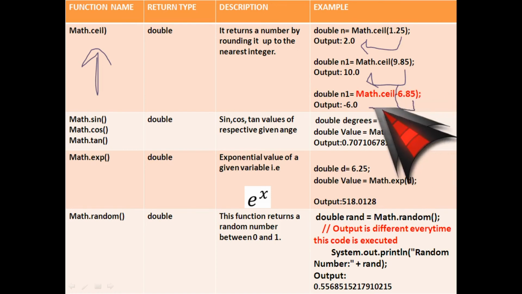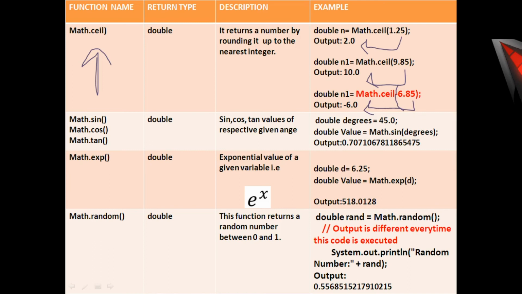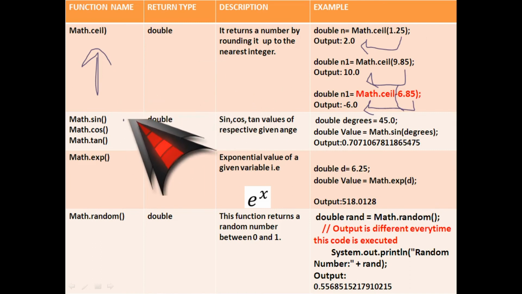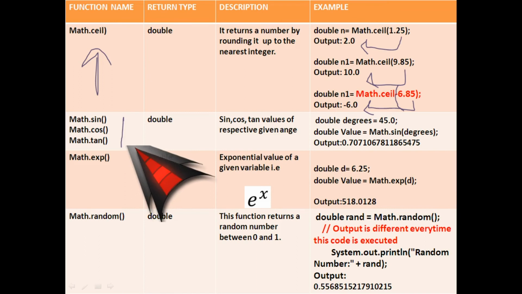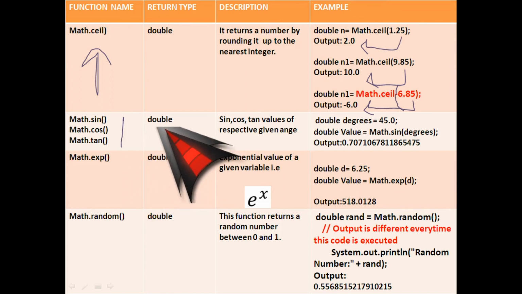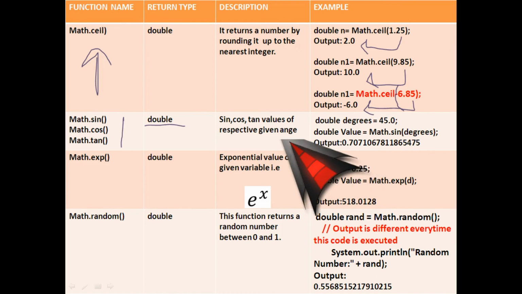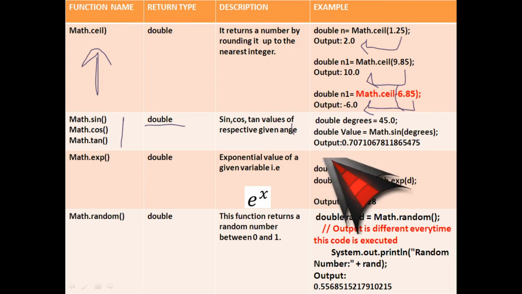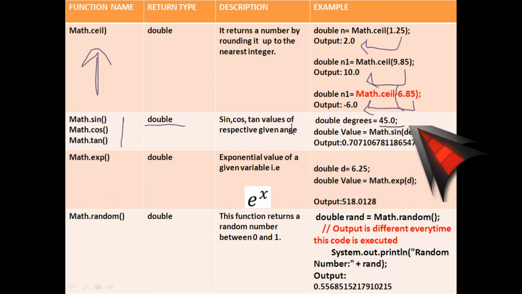Apart from that, we have some trigonometrical functions like math.sin, cos and tan, which also give me fractional values and give me the respective values of a given angle. Suppose here I have taken 45 degrees. So the math.sin of 45 degrees will return me what? This fractional value.